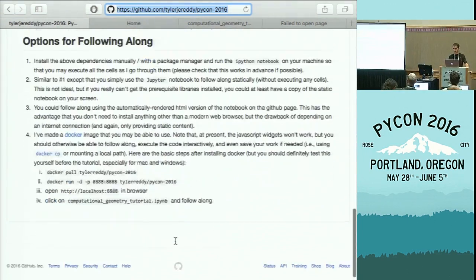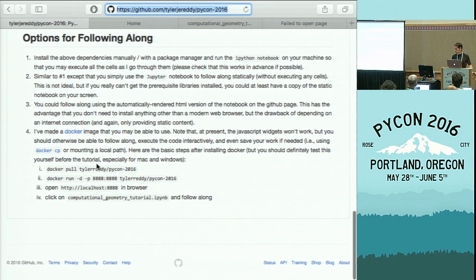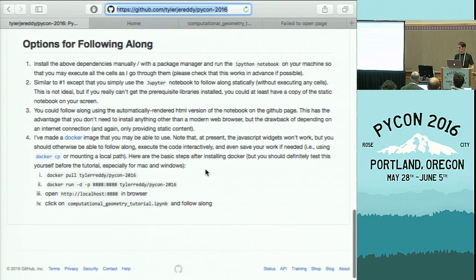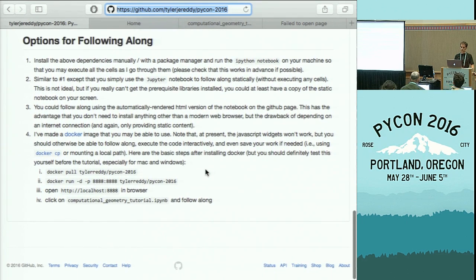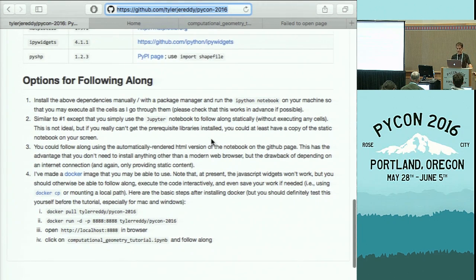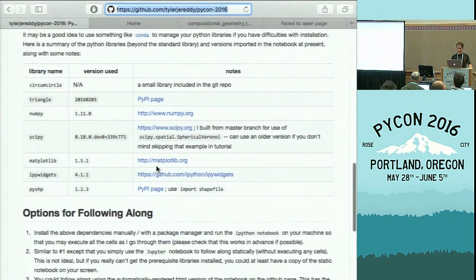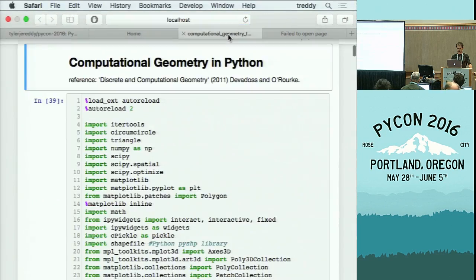I don't think anyone will do this, but I did make a Docker image, which should execute okay, except for the JavaScript. There's a few widgets here and there that won't work properly in the Docker image, but beyond that, you should be able to execute everything else. So there's a few different options, and hopefully those are mostly working for everyone.